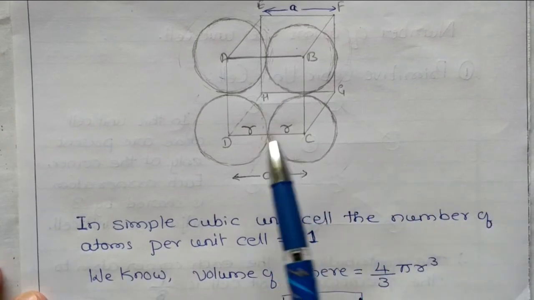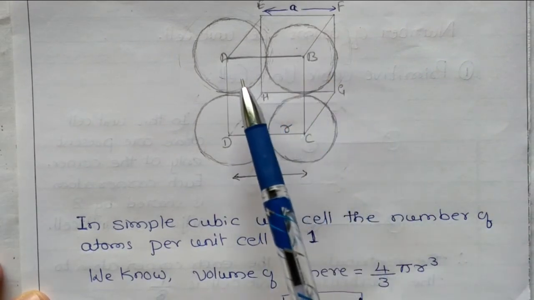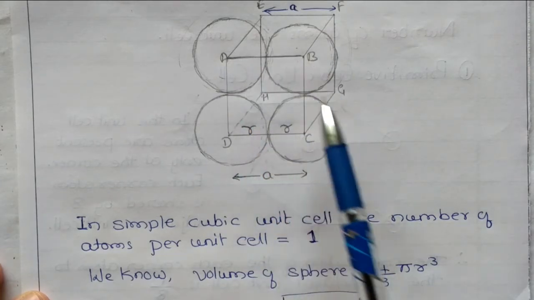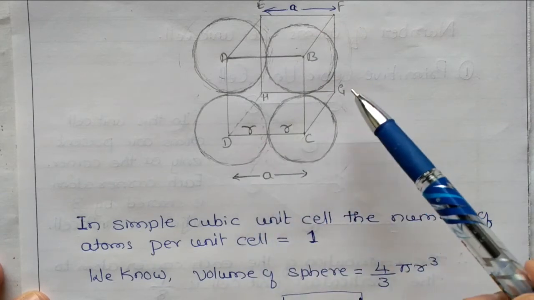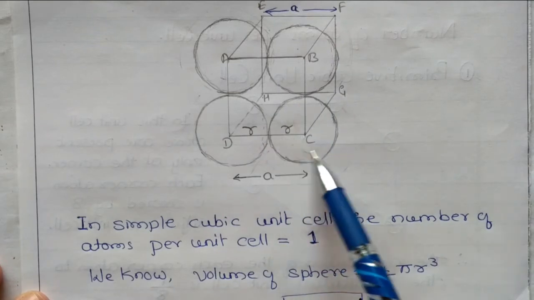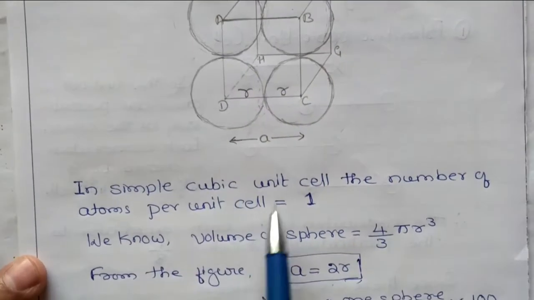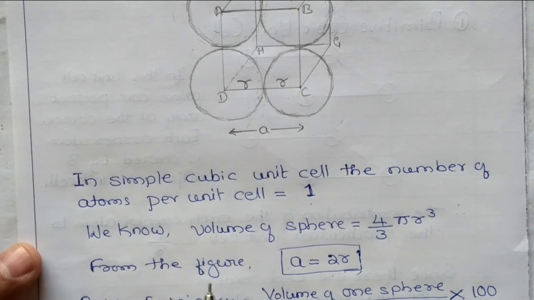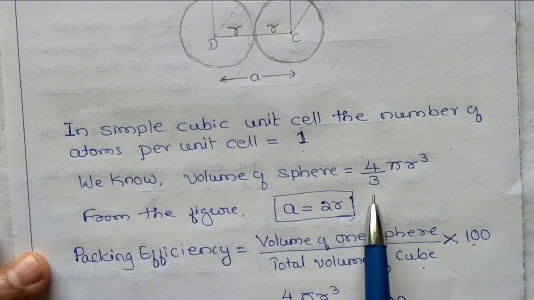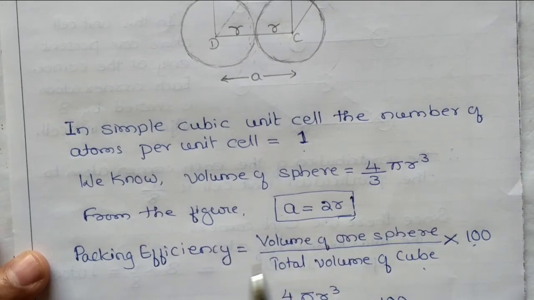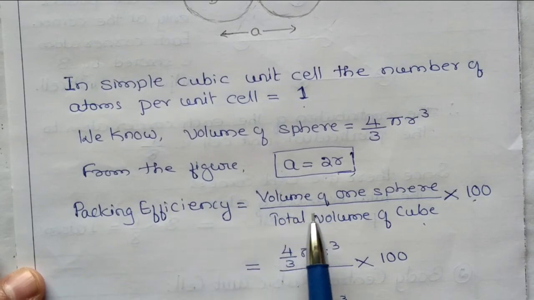I will explain once again. In the simple cube, the atoms are only on the corner, so they touch each other. We have considered the unit cell as having edge length A and a particle, a sphere of radius R. In simple cube, the number of atoms per unit cell is 1. Therefore, the volume of sphere is 4 by 3 pi r cube. From the figure, we can say A equal to 2r. Then writing the formula, packing efficiency, volume of one sphere divided by total volume of cube into 100.